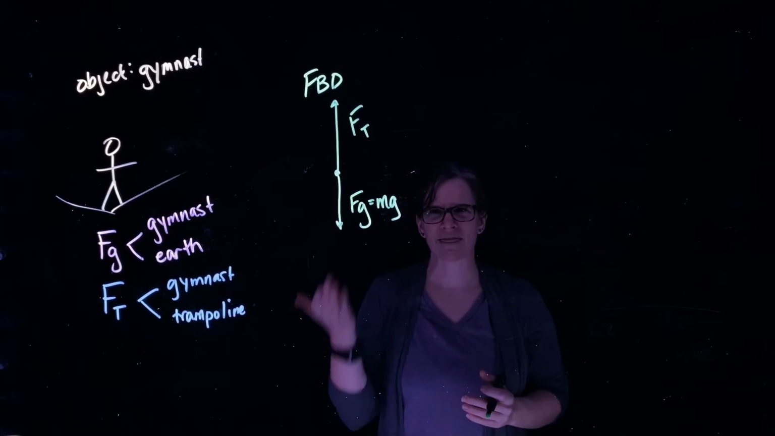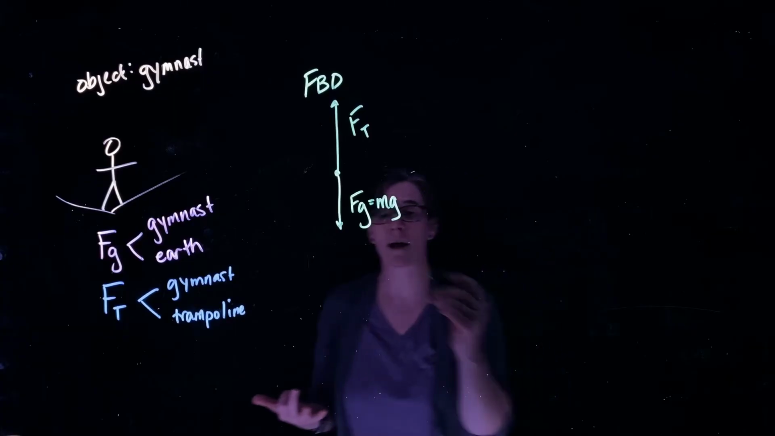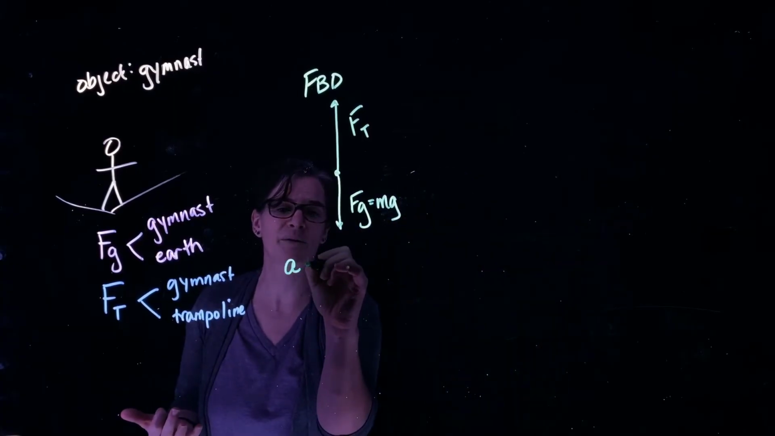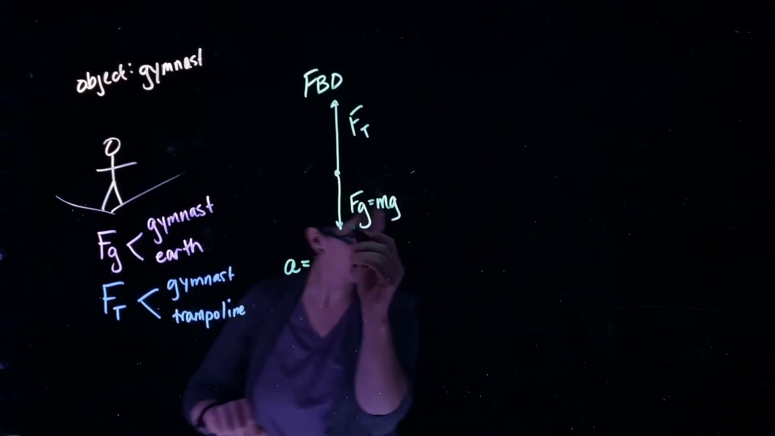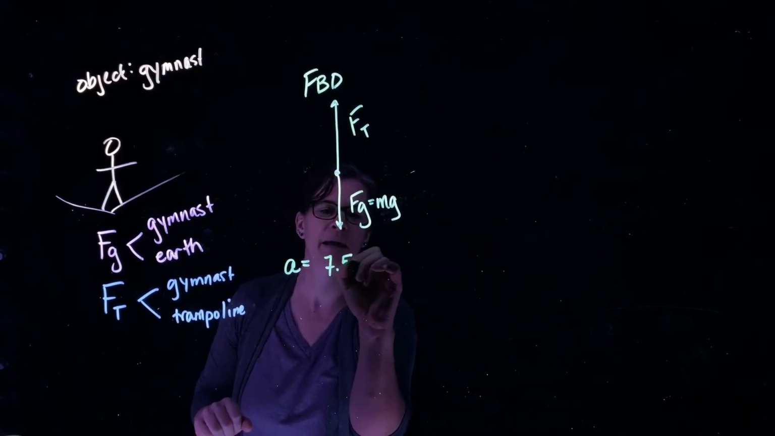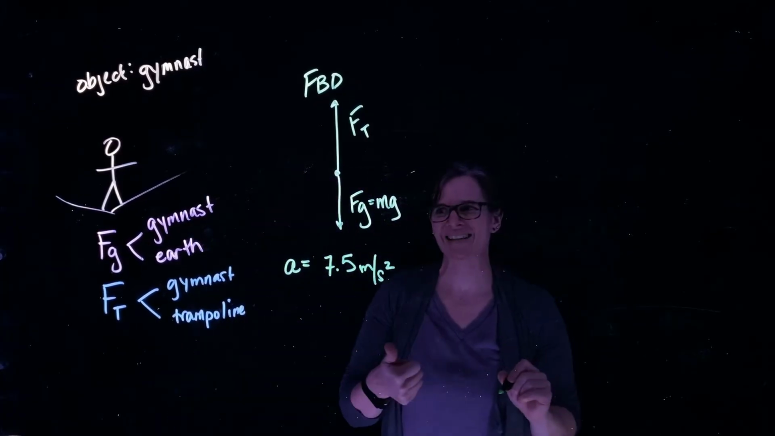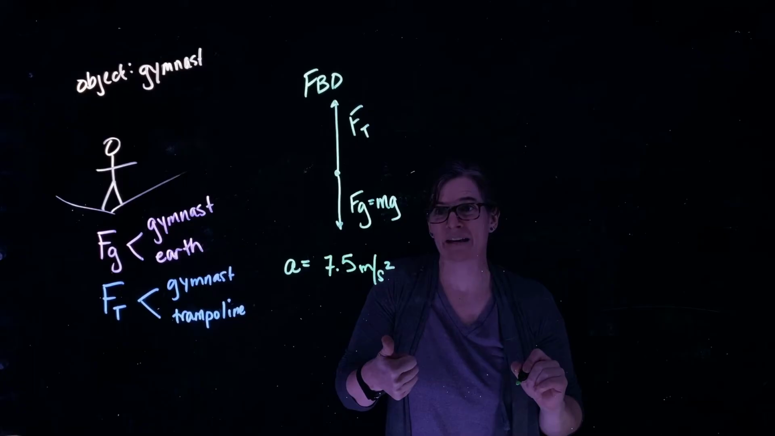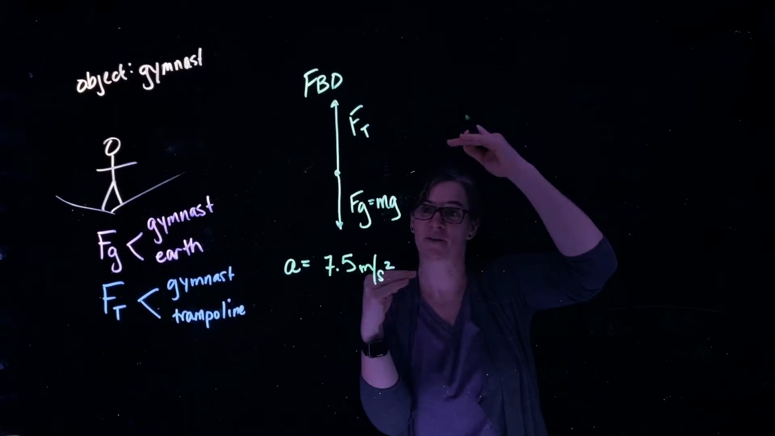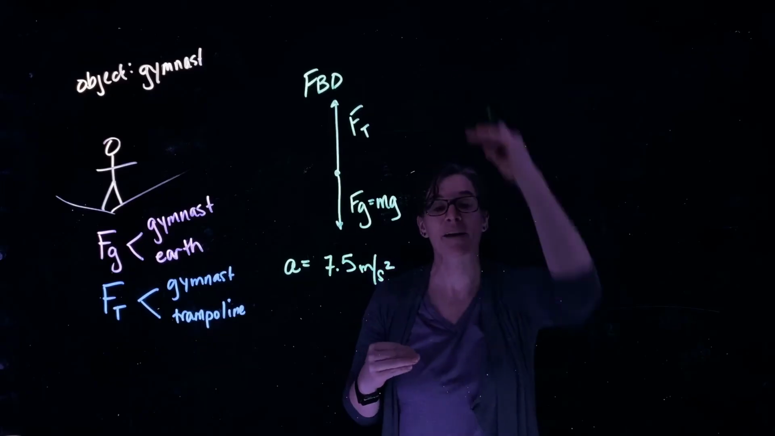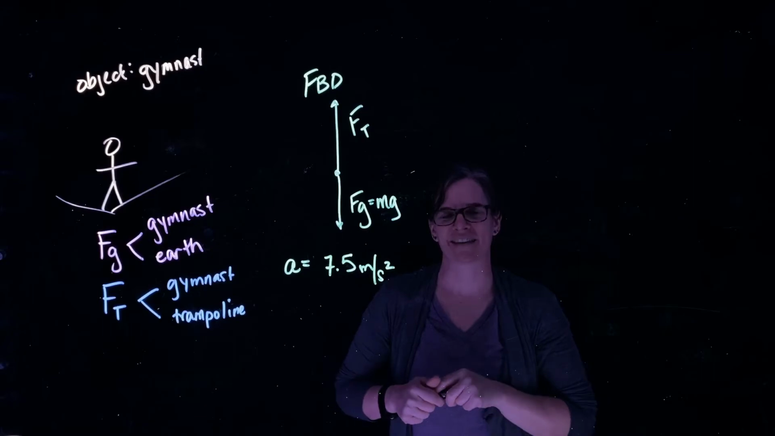Now, why would I have drawn that arrow a little bit bigger than the force of gravity? Well, we're told in this problem that the trampoline is accelerating the gymnast in a positive direction at 7.5 meters per second squared. So if the acceleration is positive, then that force has to be positive. And if that force is positive in the upward direction, that means the up arrows are bigger than the down arrows. There are only two of them. So our up arrow in this case is bigger than the down arrow.